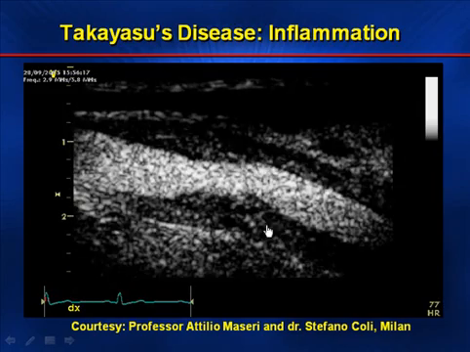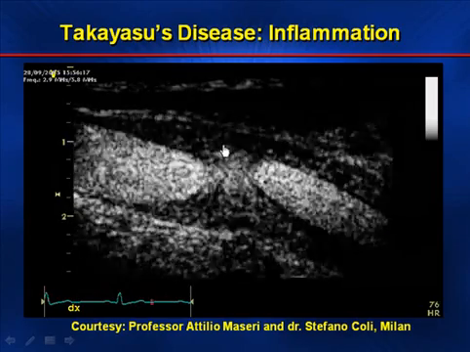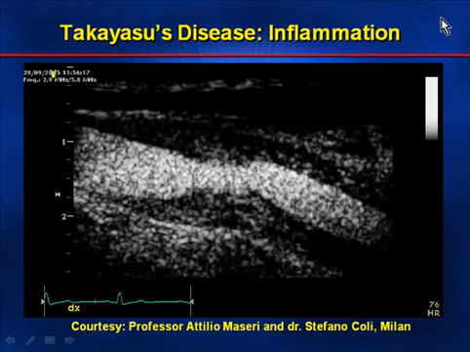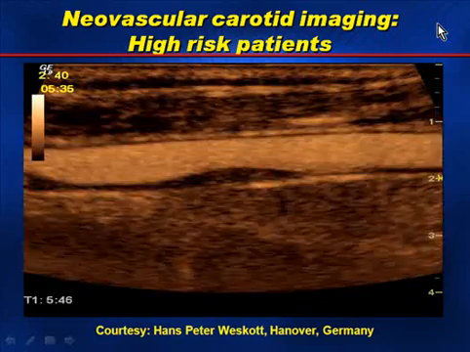In this slide, you can note that the inflammatory wall is filled with vasculature consistent with the inflammatory nature of Takayasu's disease, and in fact looks very similar to the previous images I've shown you with atherosclerosis.